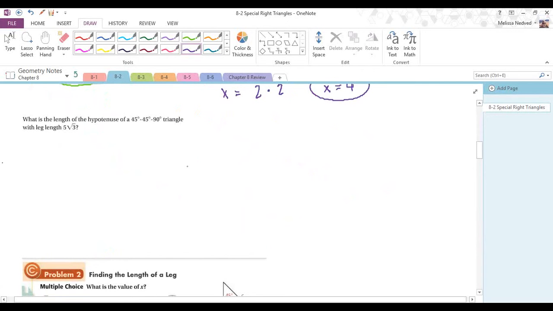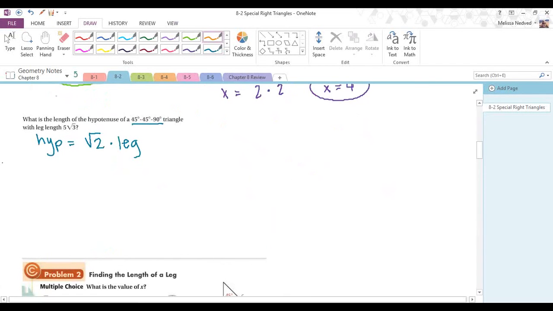Let's look at one more. What is the length of the hypotenuse of a 45, 45, 90 triangle with a leg length of 5 square root of 3? So this time, I'm not going to write down that I have a 45, 45, 90 since it's written out for me right here, but I'm going to write down what I know about 45, 45, 90 triangles, and that's that the hypotenuse is equal to the square root of 2 times the leg.